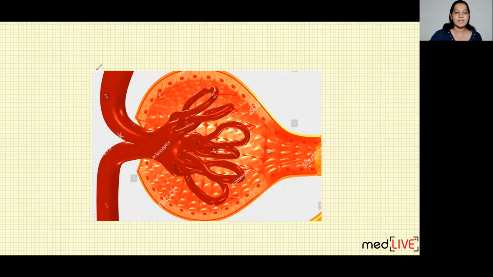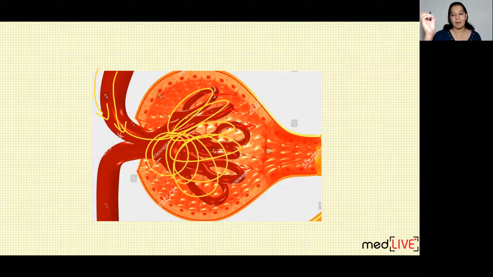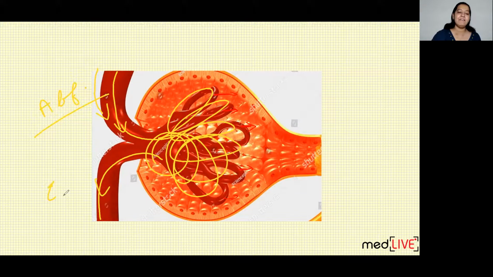So here you can see this is the afferent arteriole. The blood is coming inside through the afferent arteriole, forming a tuft of multiple capillaries, and it is exiting out in the form of the efferent arteriole. So this is the afferent arteriole going inside the Bowman space, and this is the efferent arteriole.